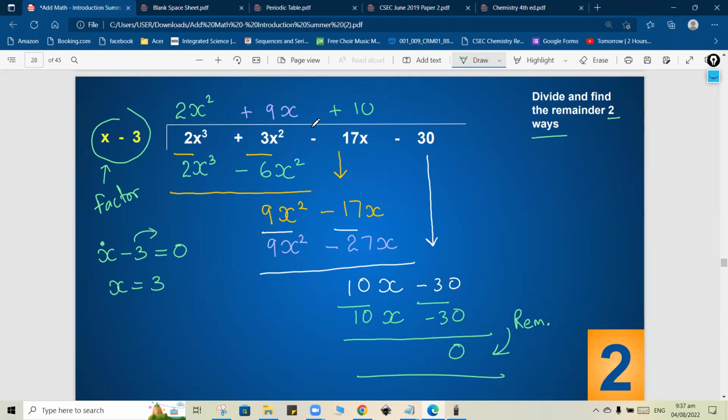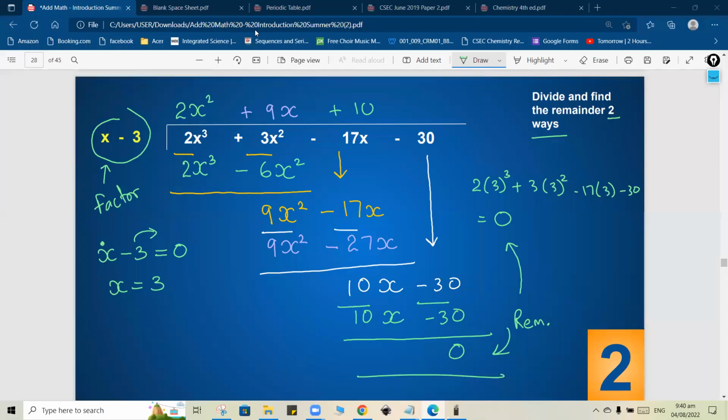Go and replace all the x's with what? 3. So you'll get 2 cubed plus 3. And I guarantee you, when you work that out, you are going to get 0. The same thing over here. But confirm it, and then we will move on.